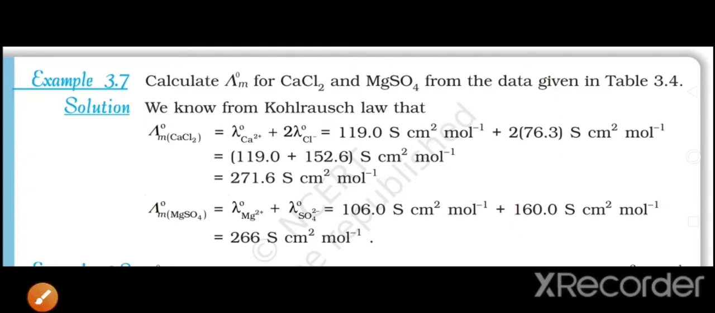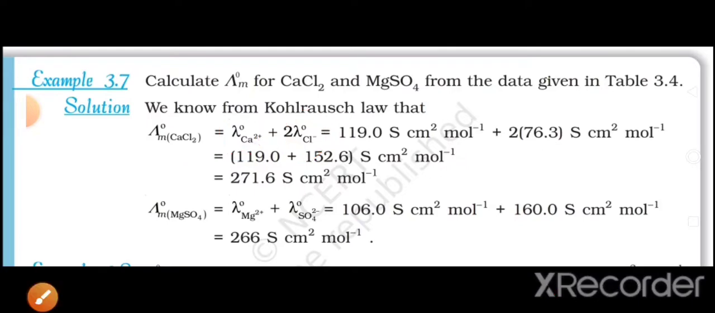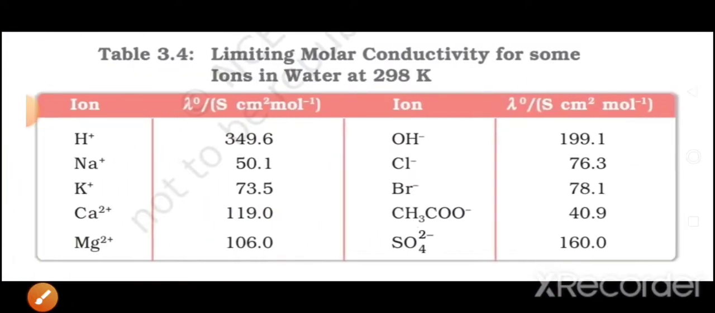According to the Kohlrausch law, what can we write for calcium chloride? Lambda m naught for calcium chloride is equal to lambda naught for calcium ion plus twice lambda naught for chloride ion. That is, the limiting molar conductivity of calcium chloride is equal to the limiting molar conductivity of calcium ion plus twice the limiting molar conductivity of chloride ion. Now the values of lambda naught for calcium ion and chloride ion we can take from Table 3.4. So let us look at Table 3.4.